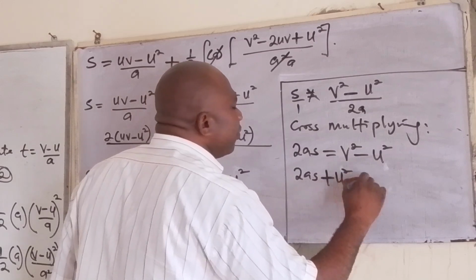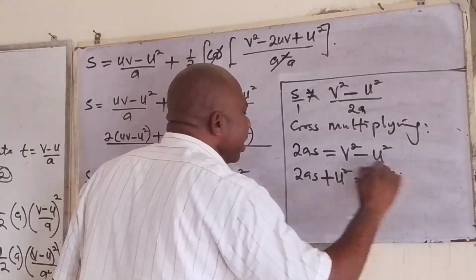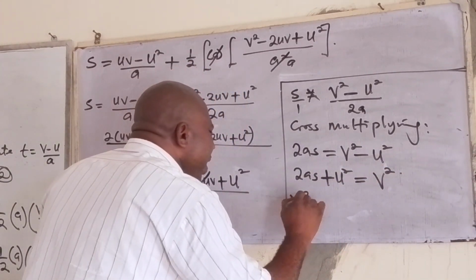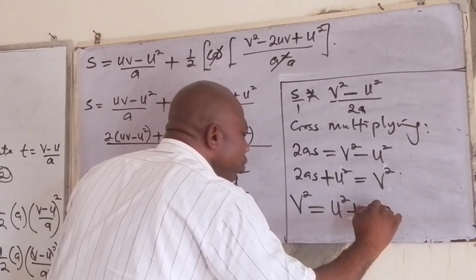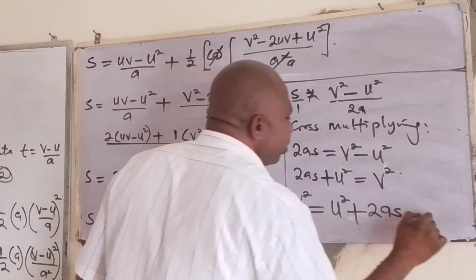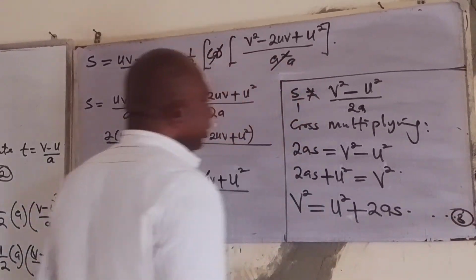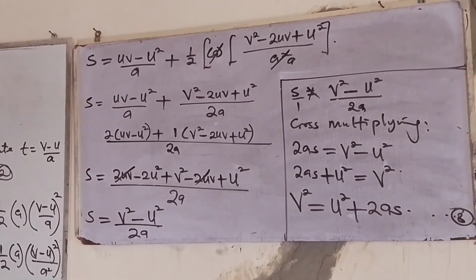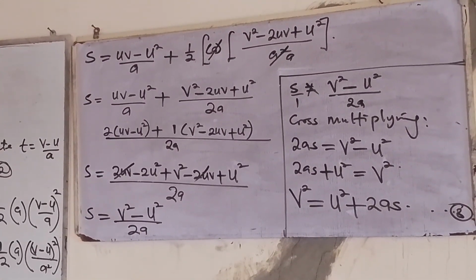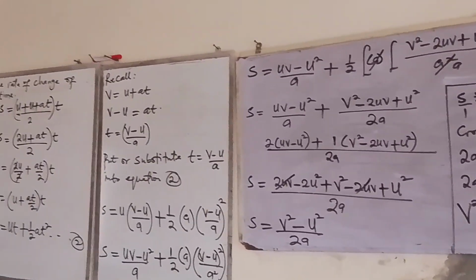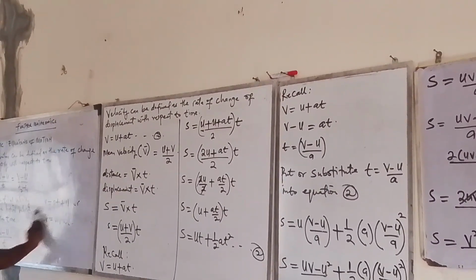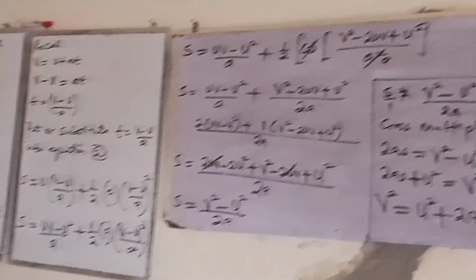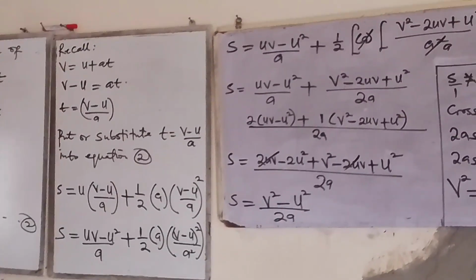And that will give us v squared. So our v squared is equal to u squared plus 2ax. Now this is equation 3. Yes, that's equation 3. Now we have seen equation 1, we have seen equation 2, and of course we have also seen equation 3.